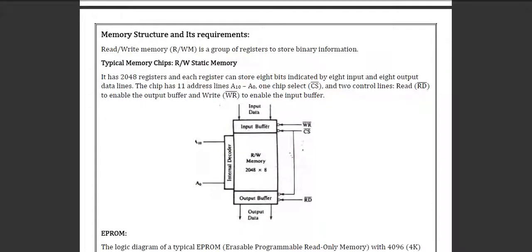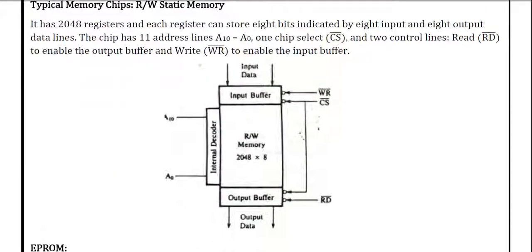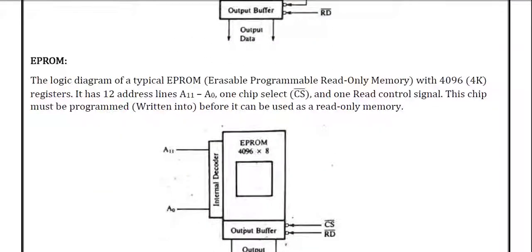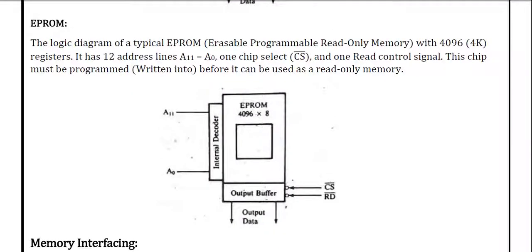This one is the simple diagram of a typical memory chip, which is the read-write stack memory. You can take a snap of this one. This is the input buffer, this is the decoder, and this is the output buffer. This is the diagram of EPROM that we discussed in our previous lectures. You can take a snap of this one. EPROM is known as erasable programmable read-only memory.